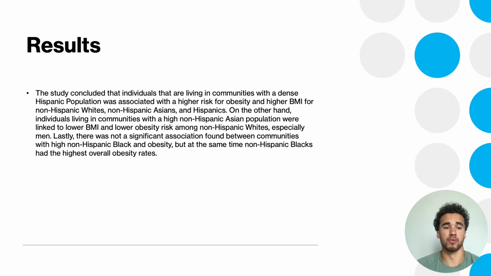In conclusion, the results of the study concluded that individuals living in communities with a dense Hispanic population was associated with a higher risk of obesity and higher BMI for 3 out of the 4 racial groups: non-Hispanic whites, non-Hispanic Asians, and Hispanics. On the other side, individuals living in communities with high non-Hispanic Asian populations were linked to lower BMI and lower obesity risk among non-Hispanic whites, especially men.